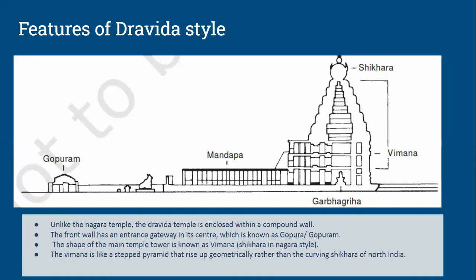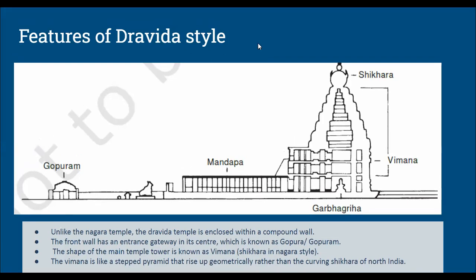Then we have an entrance. Entrances in the Dravida style are called Gopuram. The entrance is nothing but the gateway to the temple. In the beginning, we had only one entrance, but slowly and gradually, as we proceed through the different dynasties, we had so many entrances, and we'll see that in one of the temples, there were 14 big Gopurams.